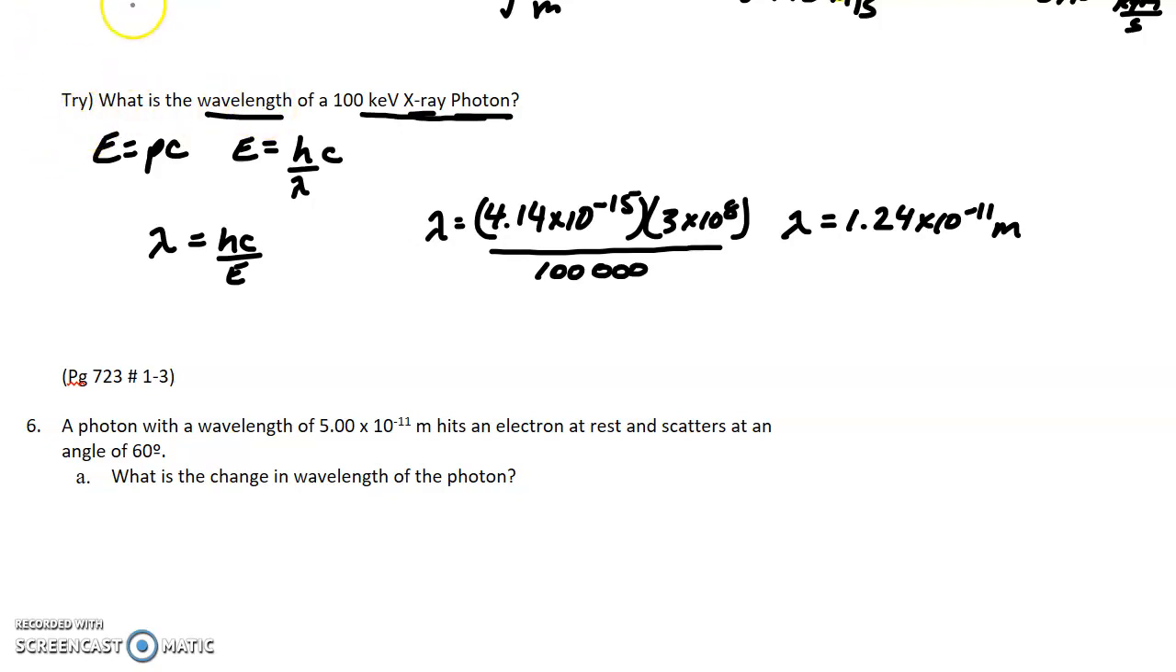So the next question we're going to take a look at here is a different manipulation that relates to the Compton effect.